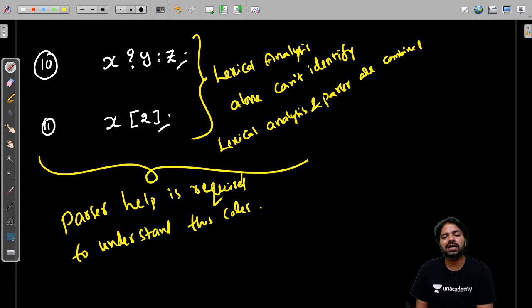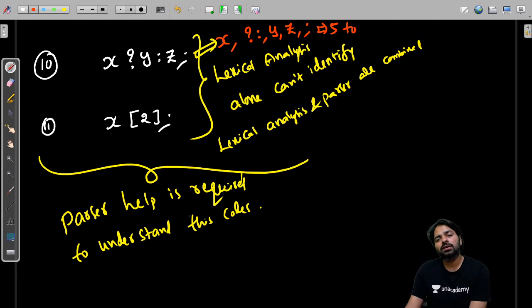And how does it understand? By looking at the syntax, it knows that directly it can't help you. Now how exactly it happens, I also don't know. X is one, the question mark and colon are others, Y is another, Z is another, then the semicolon. So it looks like we have 5 tokens, but it cannot understand without taking the help of the parser.